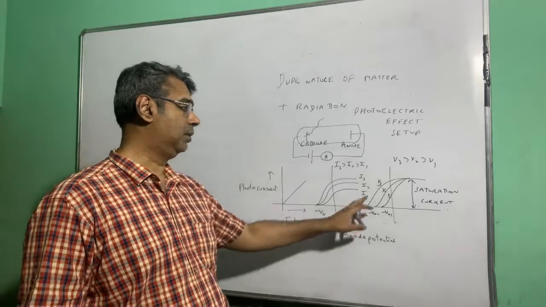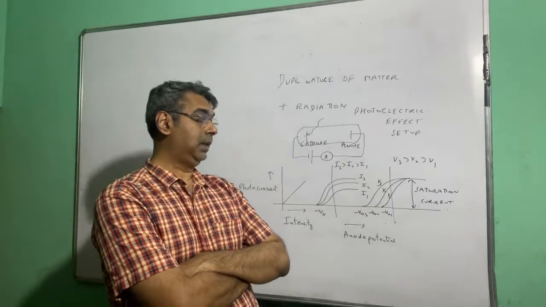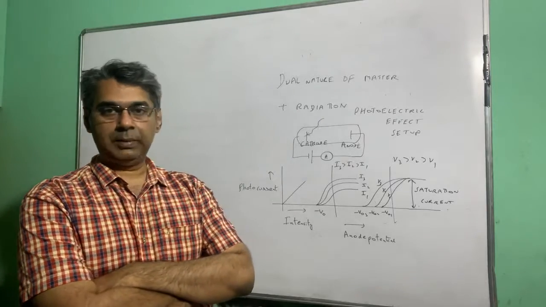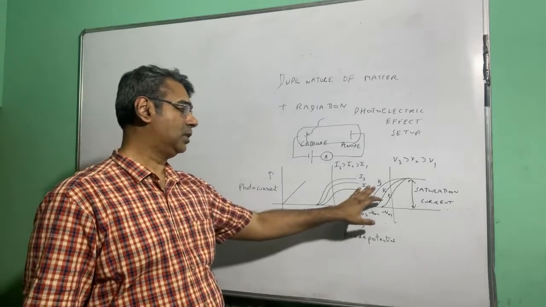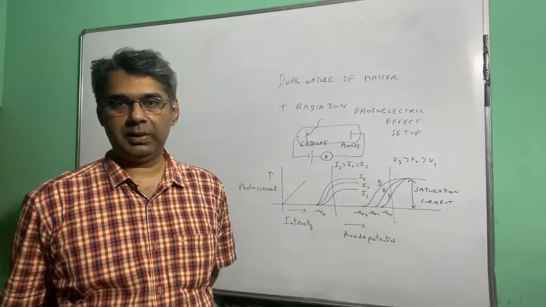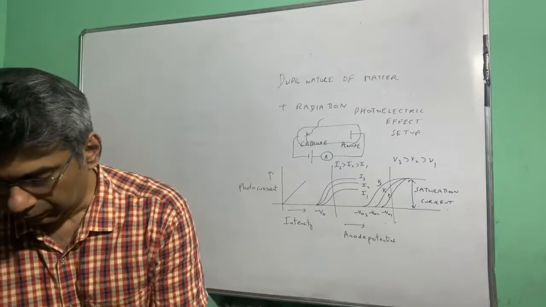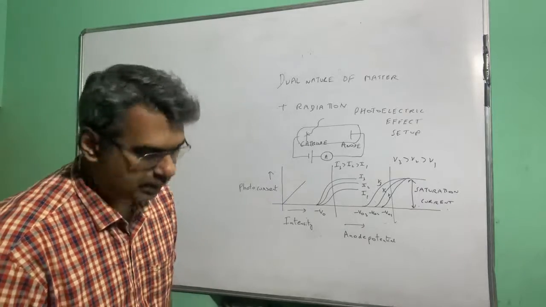So the stopping potential depends on the frequency. Saturation current does not depend on the frequency. So that is the conclusion from graph number 3. Okay. Now, finally, there is another graph.